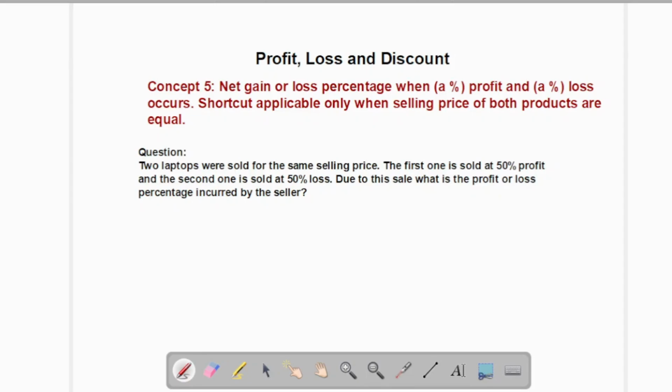So two laptops were sold at the same selling price. The first one is sold at 50% profit and the second one at 50% loss. So due to this sale, what is the profit or loss percentage incurred by the seller? Now look at this, 50% profit and 50% loss, same profit and same loss. So we can apply the formula of concept number 5.